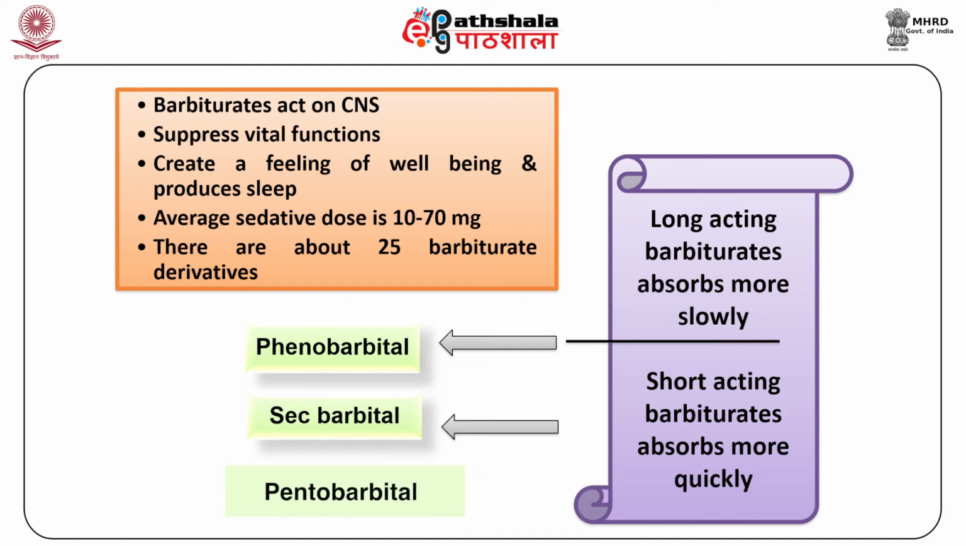Barbiturates are usually administered by mouth. The average sedative dose is about 10 to 70 milligrams. There are about 25 varieties of barbiturate derivatives. Some barbiturates are absorbed more slowly than others and are generally termed long-acting barbiturates, like phenobarbital. On the other hand, some barbiturates are absorbed rather quickly and are termed short-acting barbiturates, like secobarbital, etc. Apparently, abusers prefer the faster acting ones.